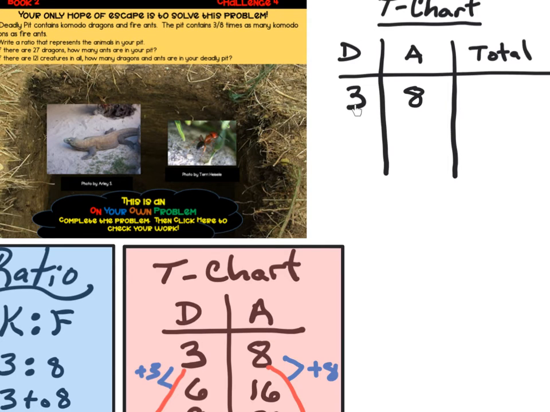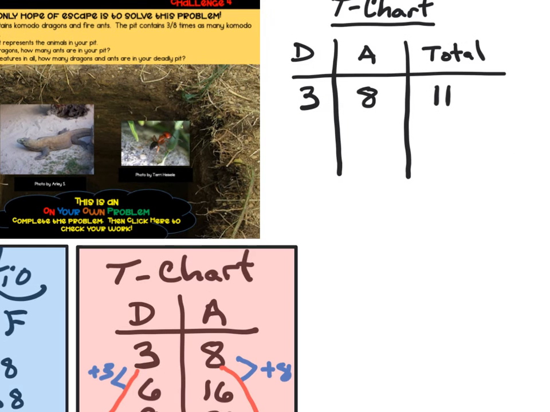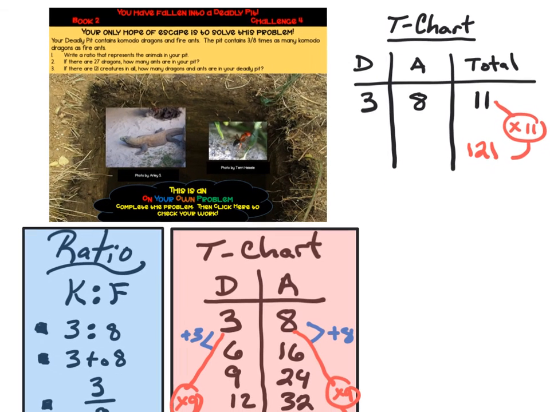But now I want to take 3 plus 8 and total that up. And bam, there you have it. 11 is your total. So now what I want to do is use that super secret trick to figure out, if I have 121, what times 11 will give me 121? And I happen to know that if I take 11 and multiply it by 11, I will get exactly 121. And that's exactly what I'm looking for, because we need to know, right over here, if there are 121 creatures in all, how many dragons and ants are in your pit.